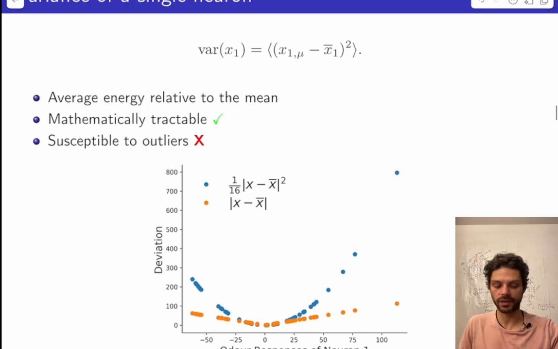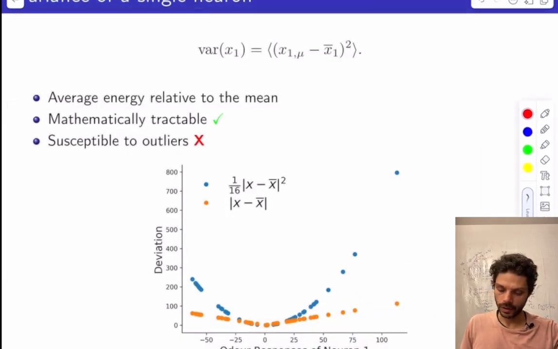For example, it's quite susceptible to outliers. Let me move this out of the way a bit. Here I've plotted the ordered responses of a neuron, and then I've computed the deviation from the mean, the absolute deviation, and the squared deviation. Obviously when the responses are small, it doesn't make much of a difference. But when you get very large responses, the squared deviation weighs them quadratically, so they end up being quite influential.